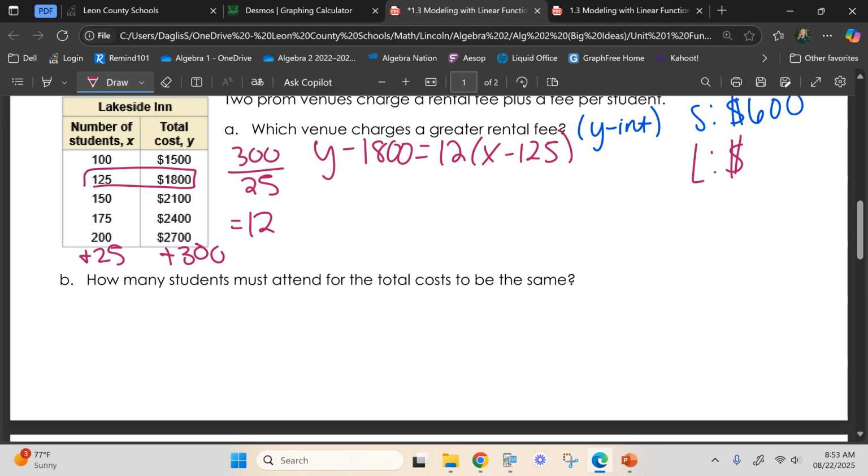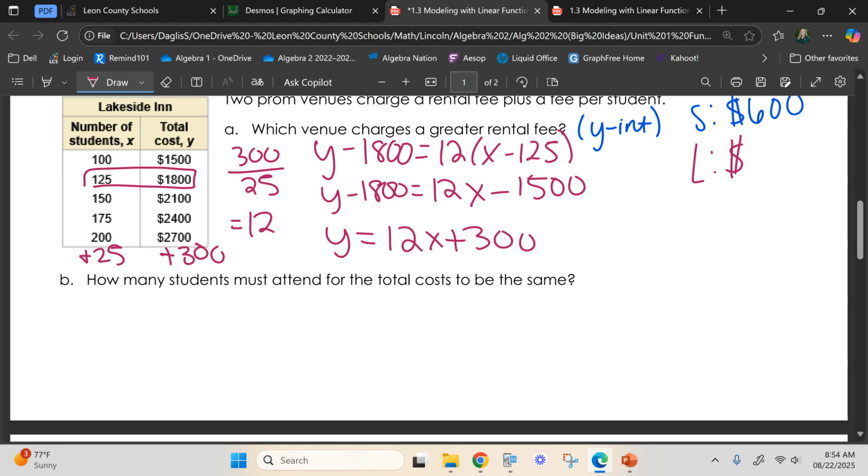We're going to distribute and simplify this equation. So this gives me y minus 1800 equals 12x, and it's Friday, so my brain isn't working, minus 1500. I'm going to add my 1800 over. We get y equals 12x plus 300. So this is for Lakeside.